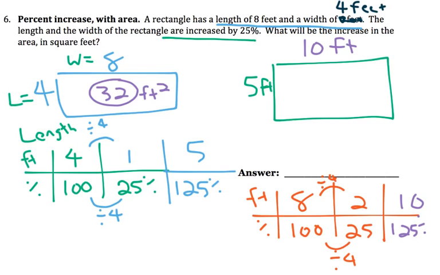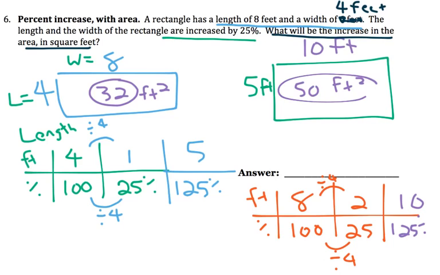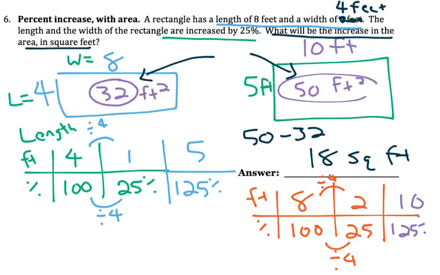Alright, so we're almost done. If I want to find the area of this new rectangle, it's 5 times 10, which is 50 square feet. But the answer isn't 50, because read the question carefully. It says what will be the increase in the area in square feet. So we have our starting area, which was 32. We have our new area, which was 50. So to find the increase, we can just subtract, and you should get 18 square feet.